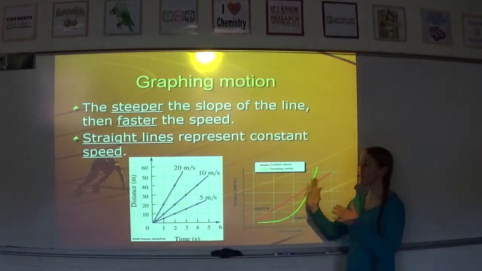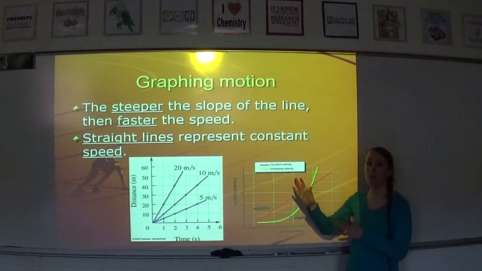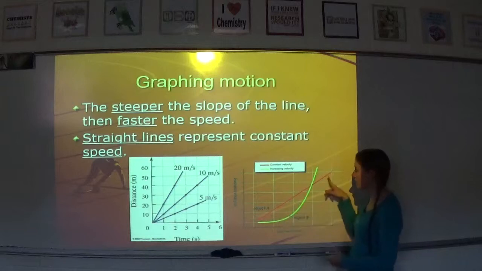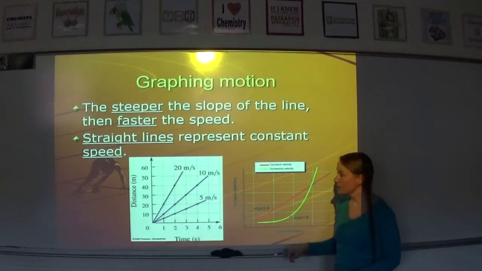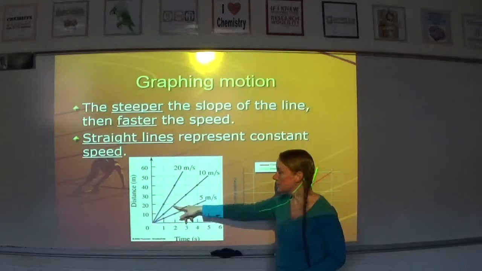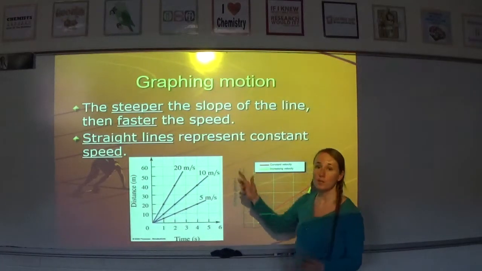Then there's also a difference not only in the steepness of the slope, but what the line looks like. Is it a straight line or is it a curved line? Straight lines represent constant speed. What that means is on this whole line, because it's a straight line, they're going 10 meters per second.